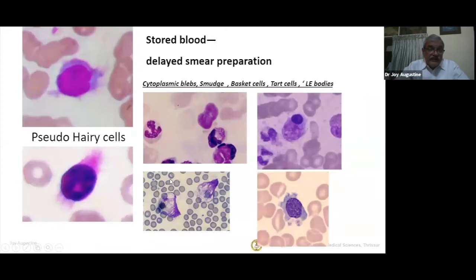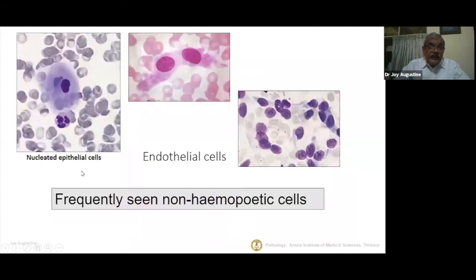Now, some of the other things which can be seriously misleading are pseudo-hairy cells. Pseudo-hairy cells are very important because an enthusiastic pathologist, especially a fresh person, may report these as hairy cells and interpret them as such. So you have to be very careful about this point. The thing that you're expected to see is the eosinophilia of the cytoplasm, which is very often evident, especially in the periphery.